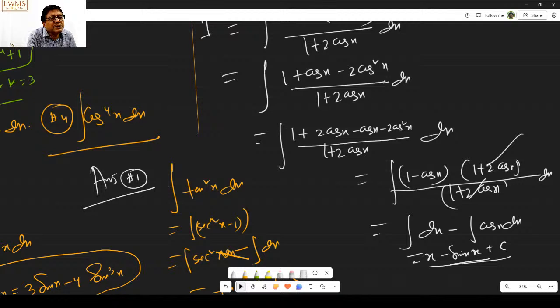Then integrate. Cos to the power 4x is what? Cos square x whole square, which is 1/4 of 2 cos square x whole square, which is 1/4 of 1 plus cos 2x whole square. Clear? Now you need to expand and then integrate term by term. Clear?